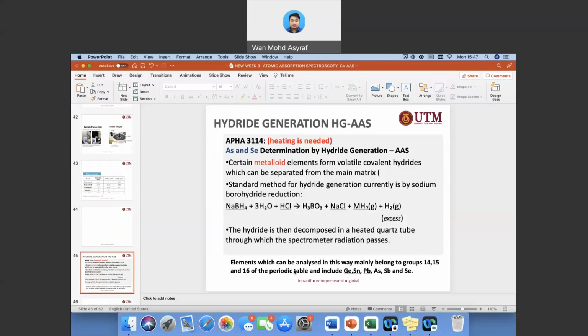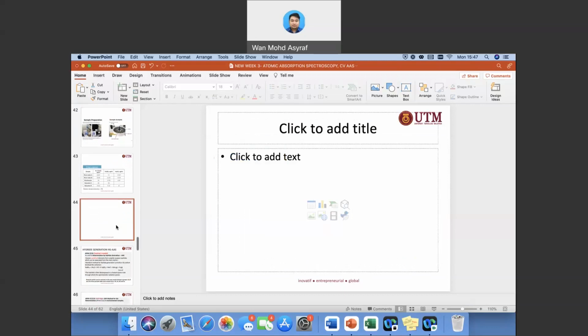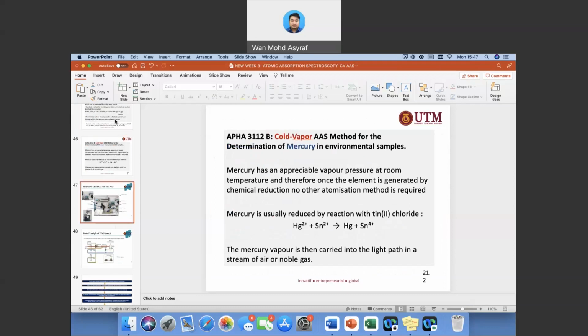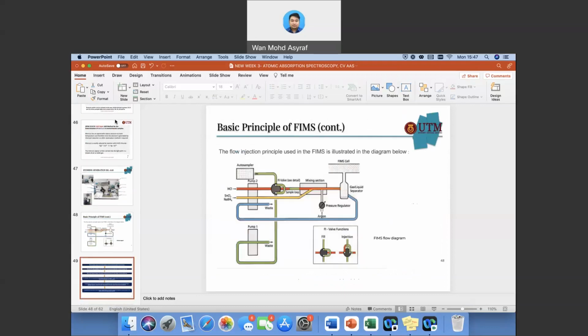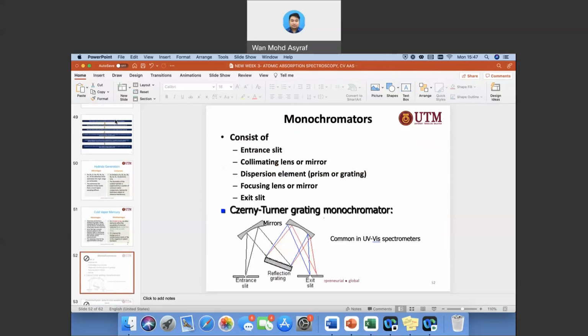Okay, I think we can stop at this slide before I go on to the hydride generation. I think we will stop here first.